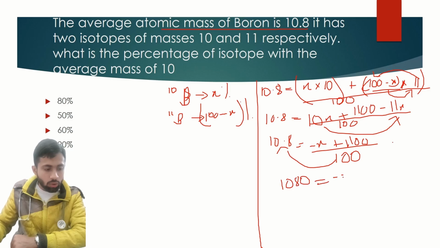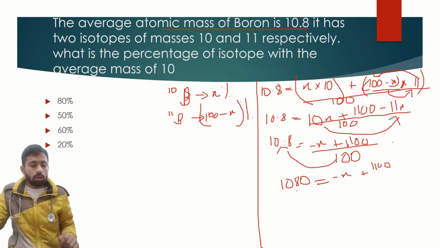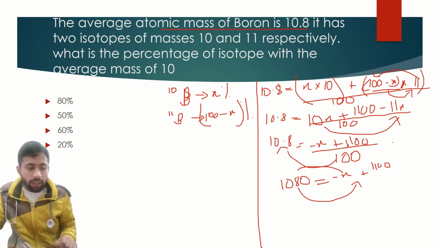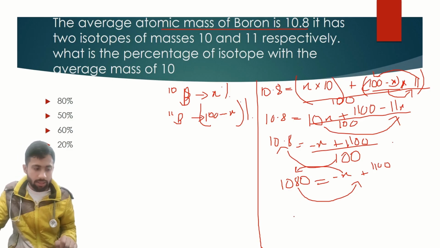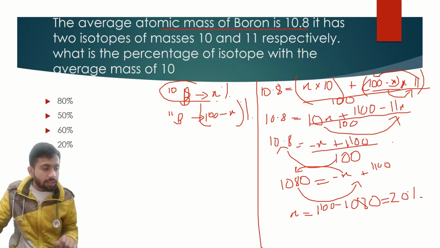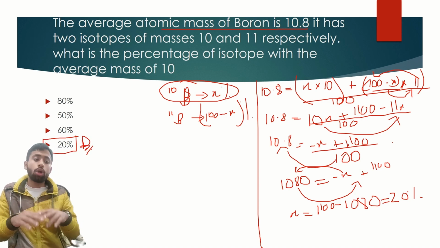1080 is equal to minus X plus 1100. Now 1080 is positive here, so it goes to the other side and becomes negative, while minus X is negative here, so it comes over and becomes positive. So X is equal to 1100 minus 1080, that is 20%. So the percentage of boron 10 is 20%. That's our delta option. Once again, delta is coming to our right answers.